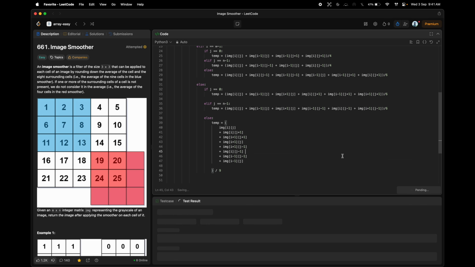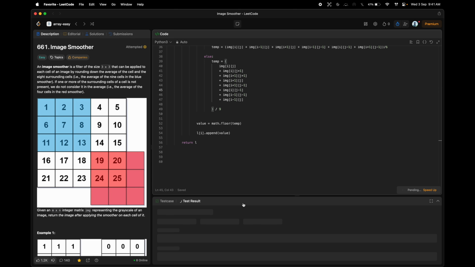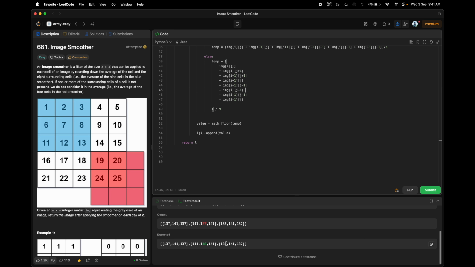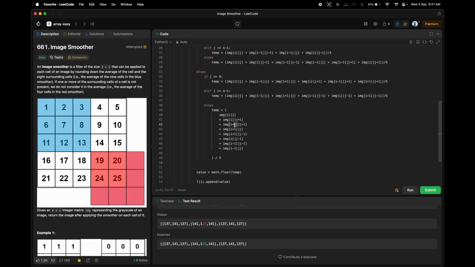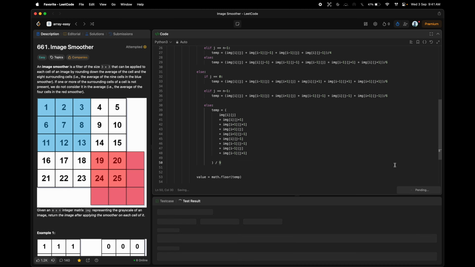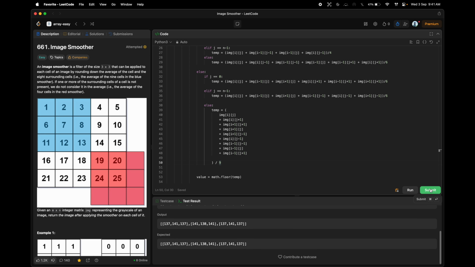I think this should be also passing. What? 1 2 3 4 5 6 7 8. Okay, I did not mention this one. I is subtracted but j is incremented. Yeah, this is the solution. Now let's submit it.